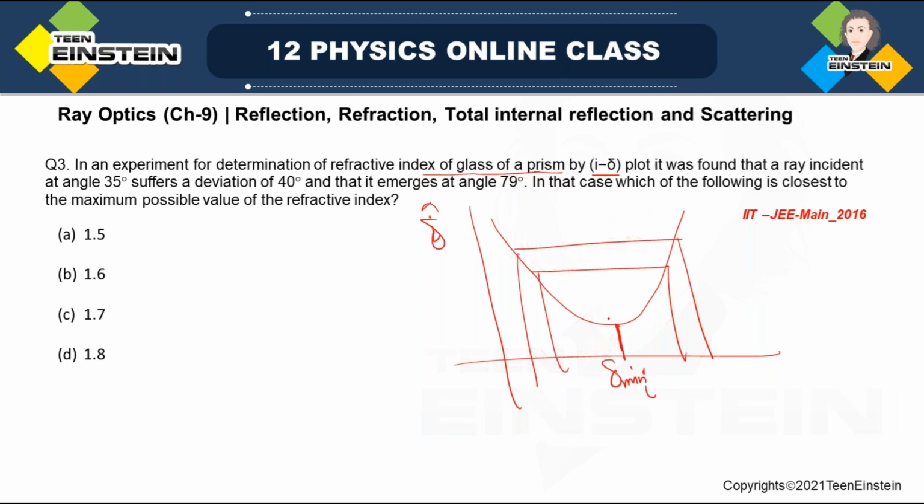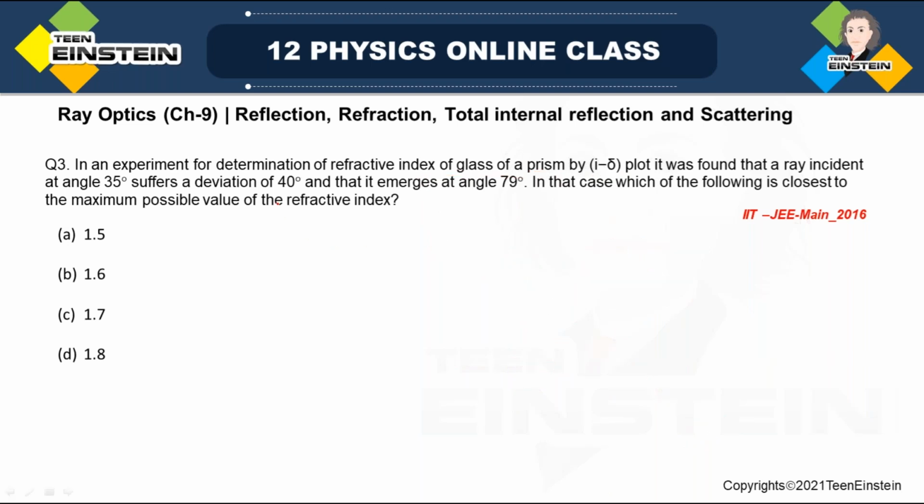So here at the minimum deviation, in this case actually r1 will be equal to r2. Those things we have already discussed. The question is, from this plot we can find out the minimum angle of deviation, the corresponding angle of incidence, and the angle of emergence. In that case, which of the following is closest to the maximum possible value of refractive index?